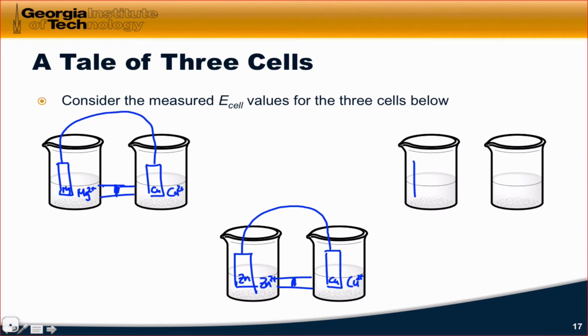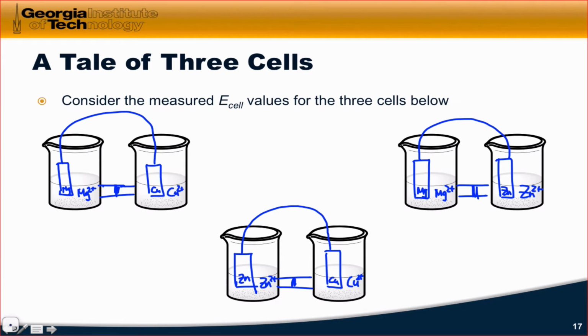Finally, I want to return to using magnesium metal and Mg2+ as the anode, and change up the cathode now to be the zinc metal in a zinc 2+ solution. Again, connecting these with the salt bridge and connecting the two pieces of metal with the wire so that we can measure the voltage across this cell.